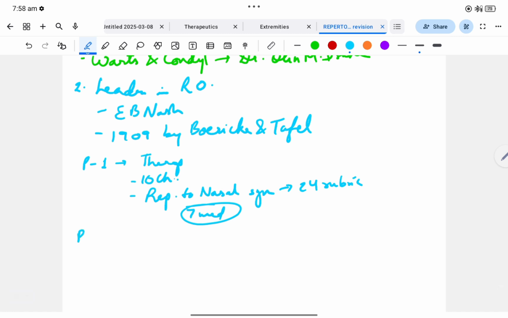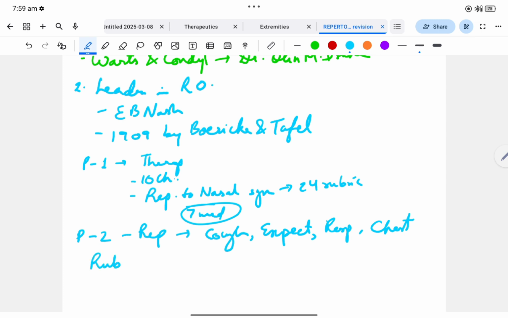The part 2 is the repertory part with 4 main chapters. First chapter is cough, second is expectoration, third is respiration, and fourth is chest. Here rubrics are mentioned in bold and sub rubrics are mentioned in italics.